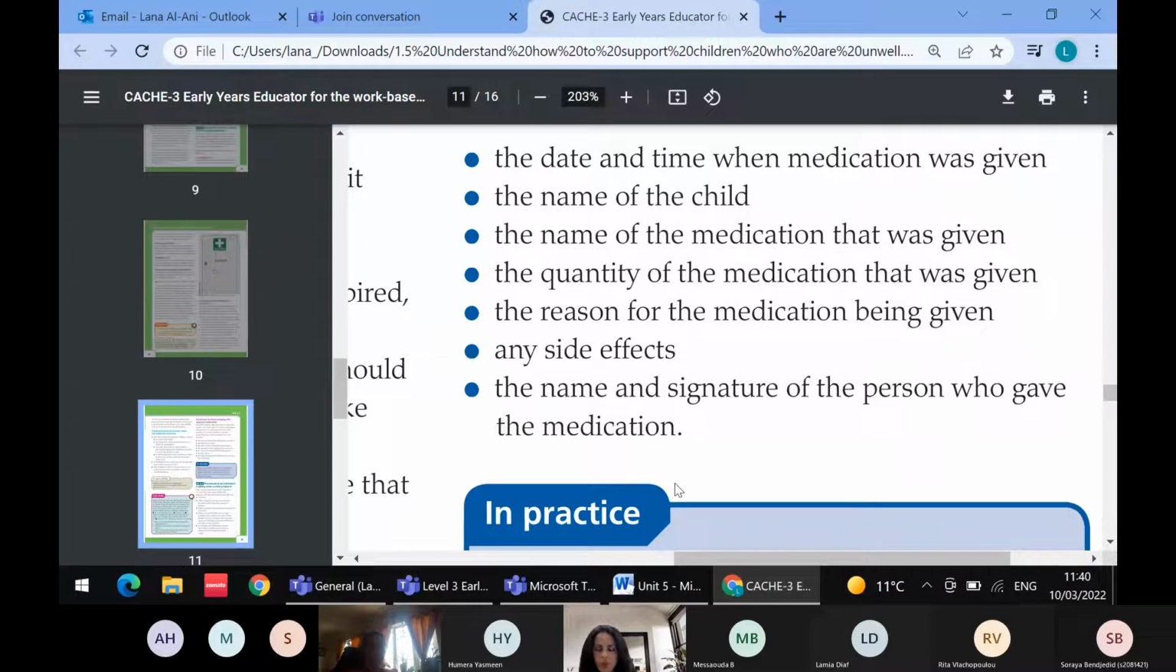So not two people give the same medicine to the child at the same time, because that's very dangerous. So we need the name and signature of the person who gave the medication, and also the reason why we're giving this medication. You need to know, otherwise there is no point giving it to the child.